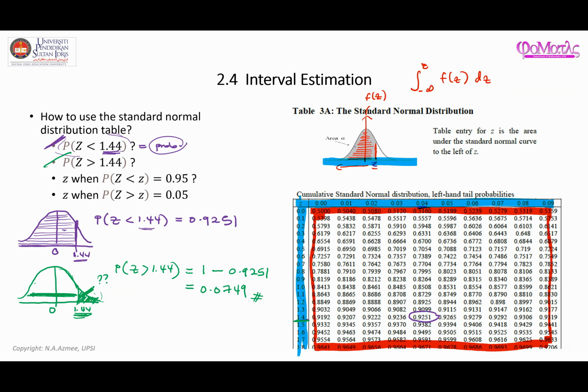The reason is that the area we are looking for is not given on this table directly, because this table only gives the area from this point to the left, whereas what we are looking for is the area to the right. I hope you can see the difference between this question and the previous one. Next, let's look at the third question and the last question.